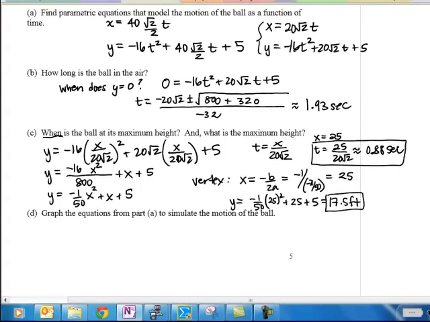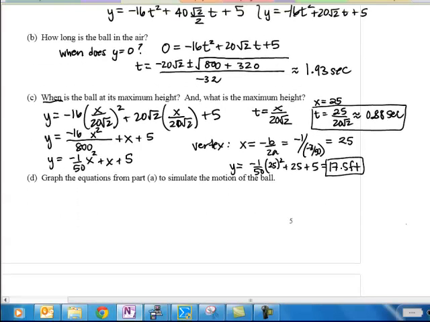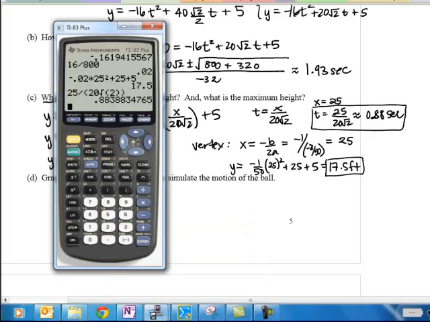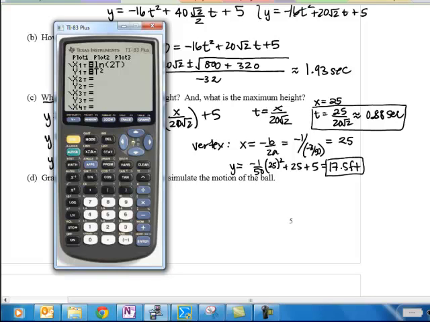And the last thing it's asking us to do is to use our calculator to graph those equations. We know it's going to be a parabola opening downward, and we know where its vertex is going to be, and we know it's going to start at height 5, so we should be able to know what to expect from this graph. Let's take a look and make sure we get that. So I'll get rid of these equations. So for x we had, what, 20 times the square root of 2 times t?